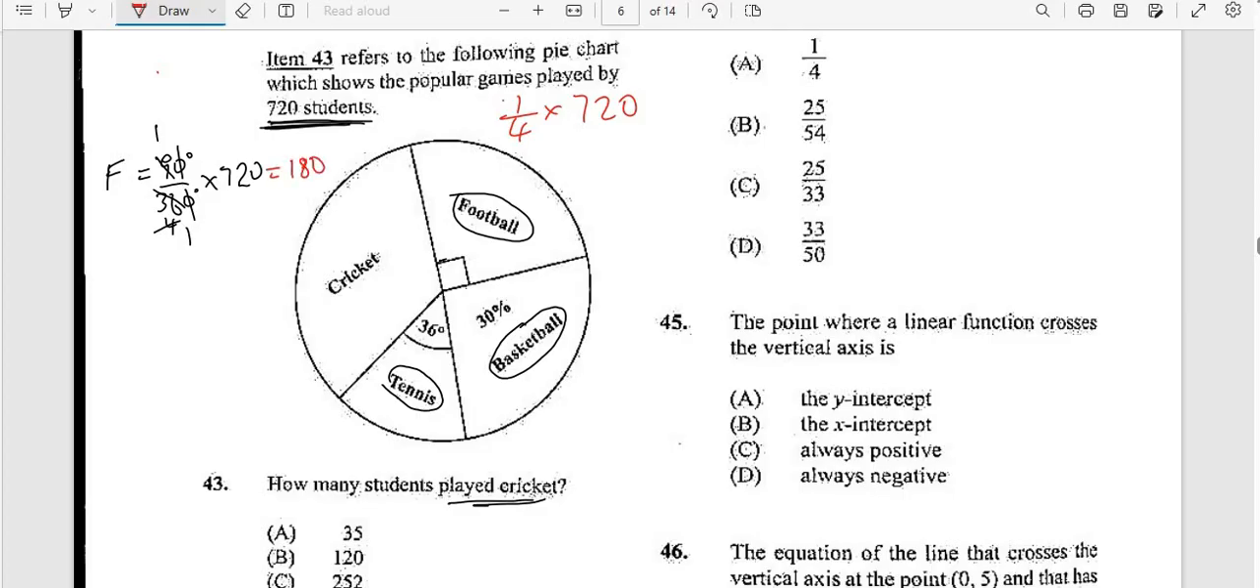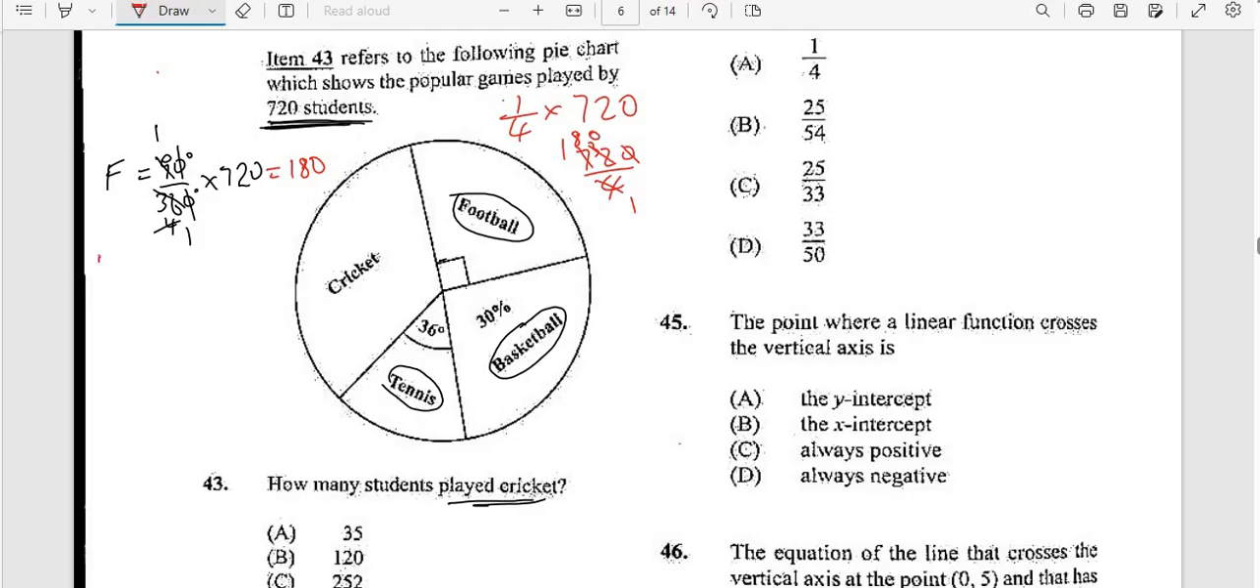Now if you cancel that, let's just divide 720 by 4. 4 goes once into 7, remainder 3. 4 goes into 32 8 times. 4 goes into 0 0 times, so that's 180.